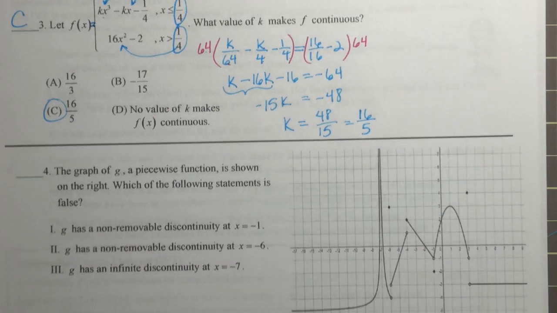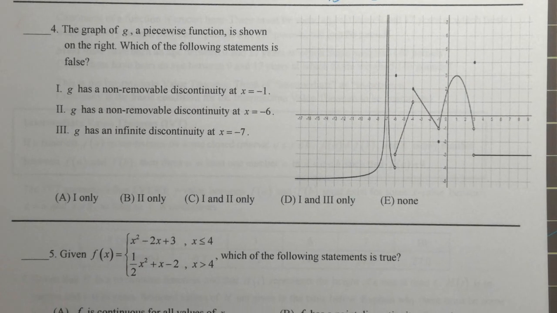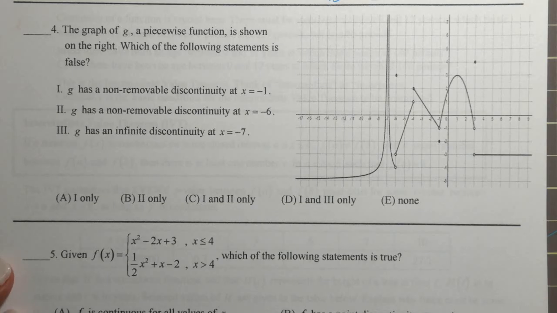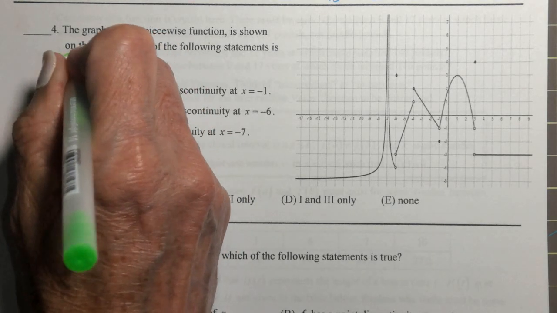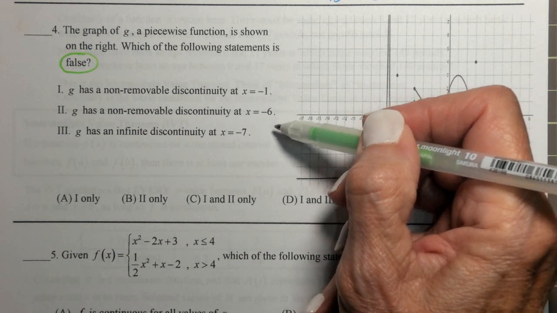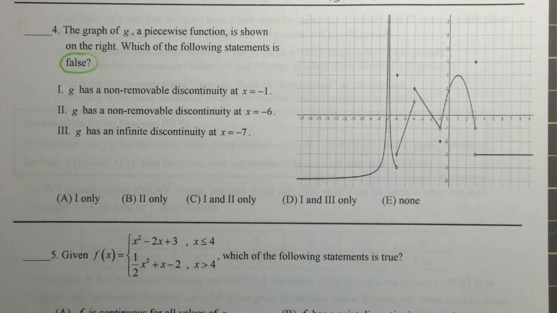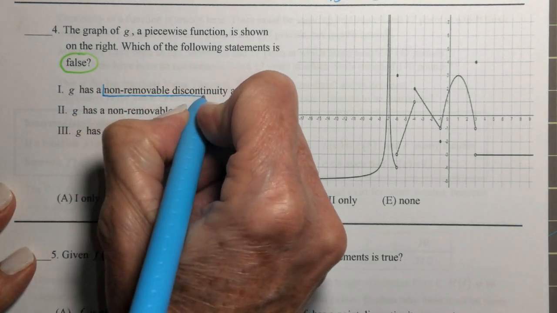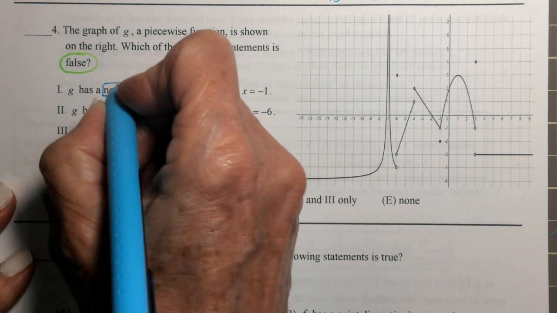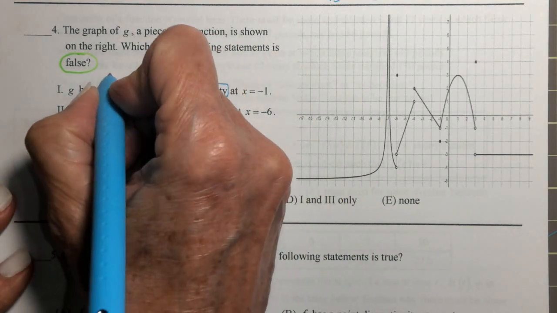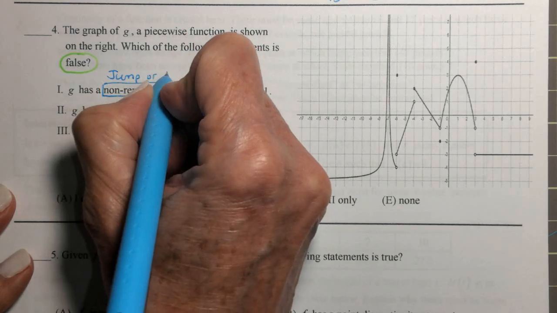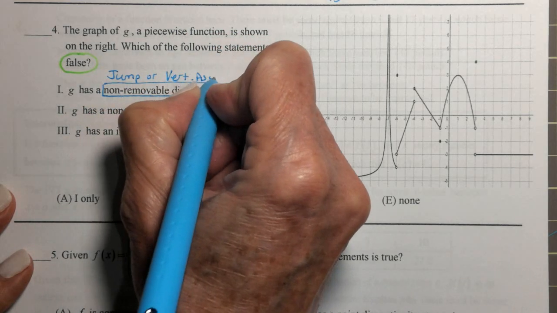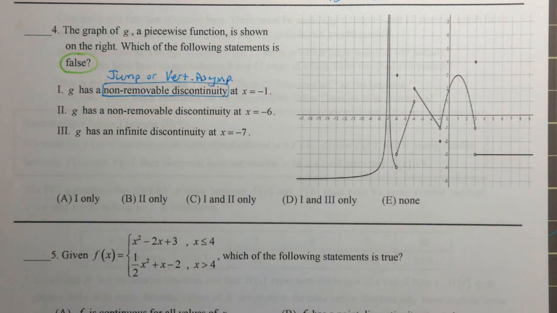Alrighty. Number 4. The graph of g, a piecewise function, is shown on the right. Which of the following statements is false? Got to be careful with that. We want the false. So I like to, on each of these, write true or false. Okay, so for the first one here, g has a non-removable discontinuity at x equals negative 1. Non-removable. That means a jump or a vertical asymptote, because removable is a hole. So non-removable is the other two.